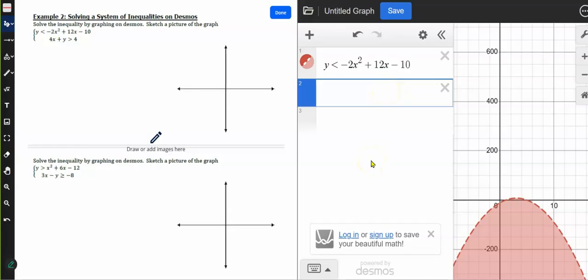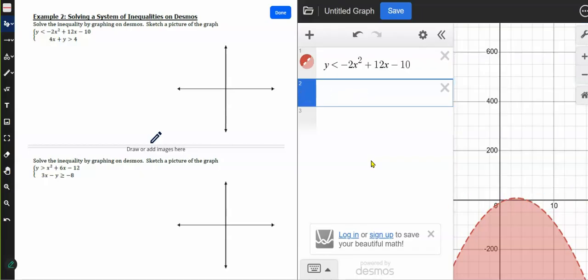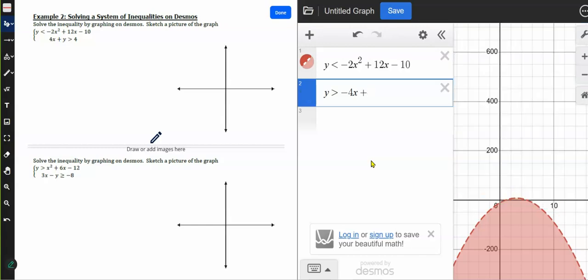Next, we have a line. 4x plus 1y is greater than 4. Now, another way to say that would be to get y by itself. In fact, I would probably prefer that. Y is greater than negative 4x plus 4.